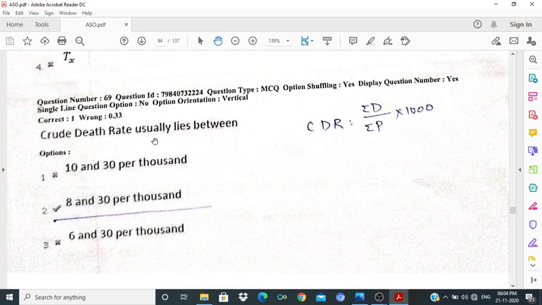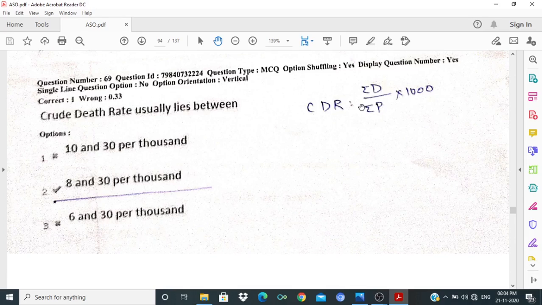Crude death rate usually lies between, this is also a general question, 8 and 30 per 1000 people. The formula for calculating crude death rate is total deaths by total population into 1000. But the death rate is directly dependent on the age of the population. So we consider the specific death rate. In specific death rate, the total number of deaths for that particular group is divided by the total population in that group into 1000. Generally, CDR lies between 8 to 30 per 1000.